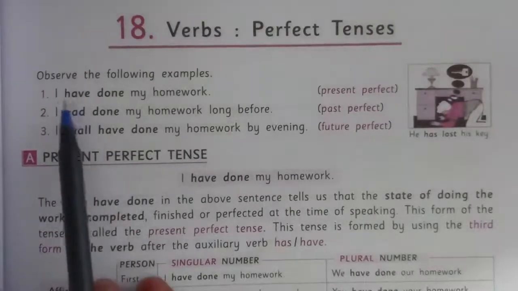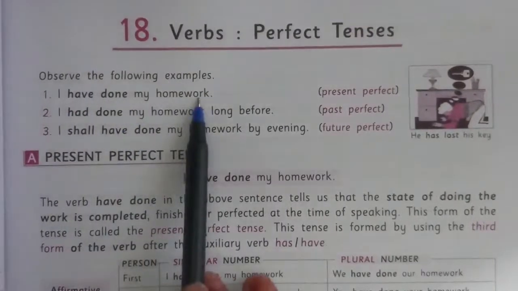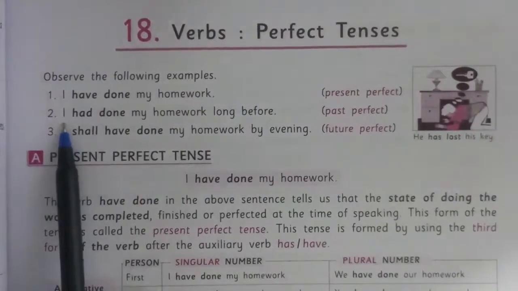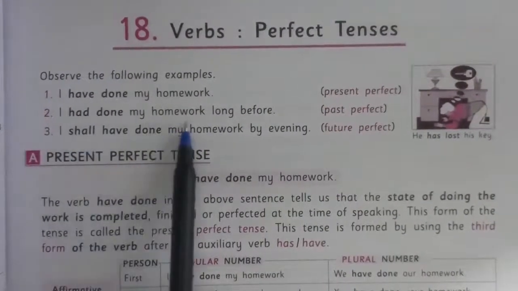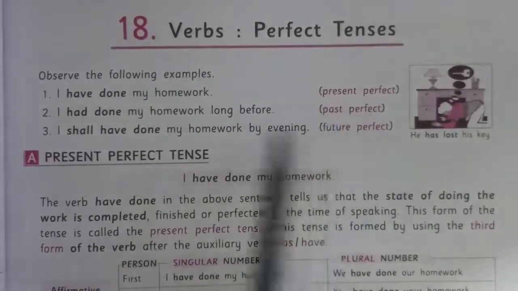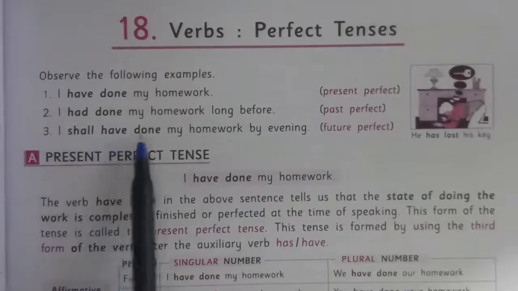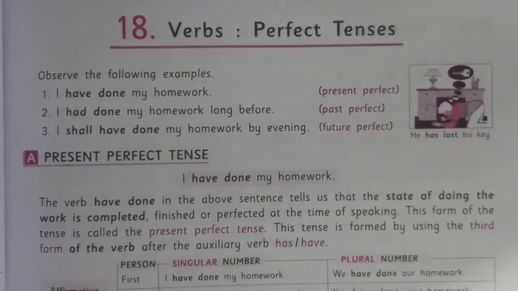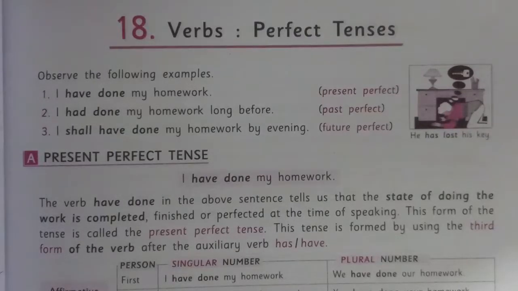The first sentence, I have done my homework, is in present perfect tense. The second one, I had done my homework long before, is in past perfect tense. And I shall have done my homework by evening is in future perfect tense. Now, we will start studying these three tenses. First, we will study present perfect tense.